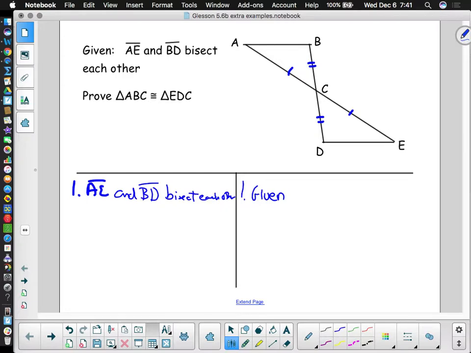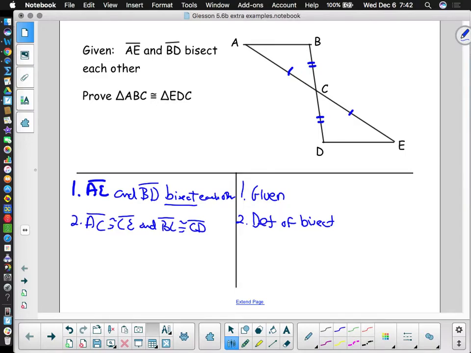Right? And what did that mean to us? What did we come up with as congruent parts? Remember, every given should lead us somehow to congruent parts. So what are we going to use then, since we use that keyword bisect? The definition of bisect, right? And what were the parts that were congruent because of that? AC was congruent to CE, and BC is congruent to CD, because they're bisecting each other.